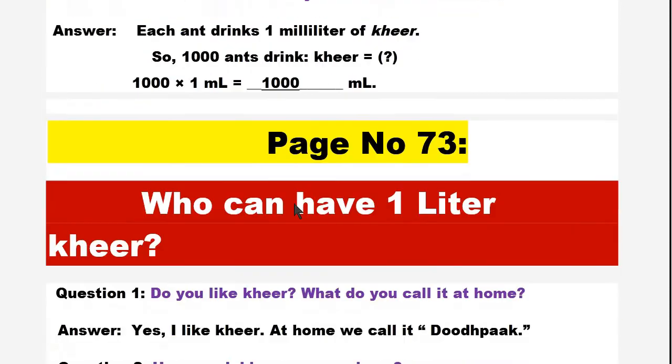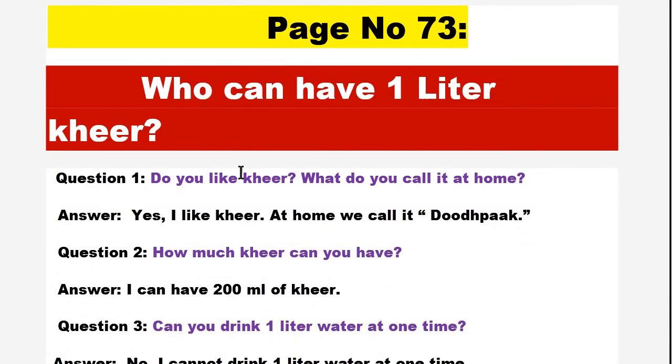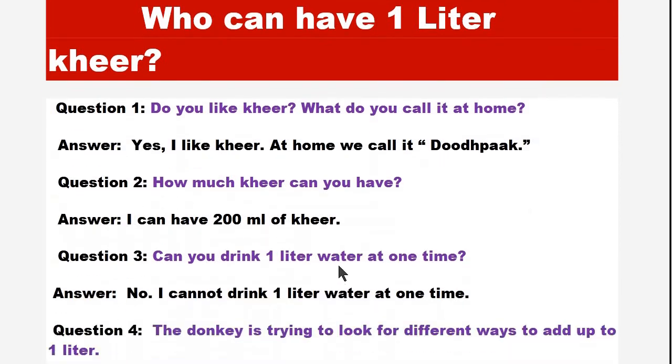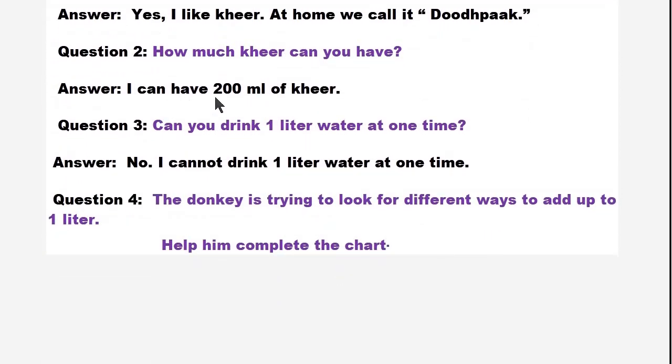Page number 73. Who can have 1 liter of kheer? Do you like kheer? What do you call it at home? Yes, I like kheer. At home we call it Dudh Pak. Question number 2. How much kheer can you have? I can have 200 ml of kheer. Question number 3. Can you drink 1 liter of water at one time? Answer, no. I cannot drink 1 liter of water at one time.